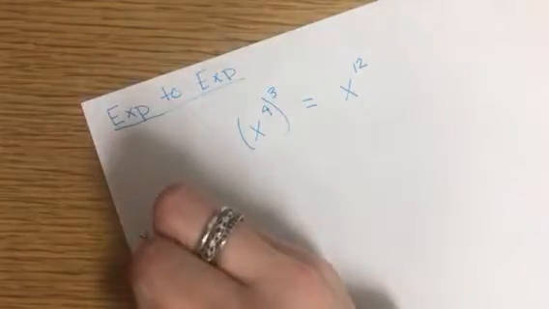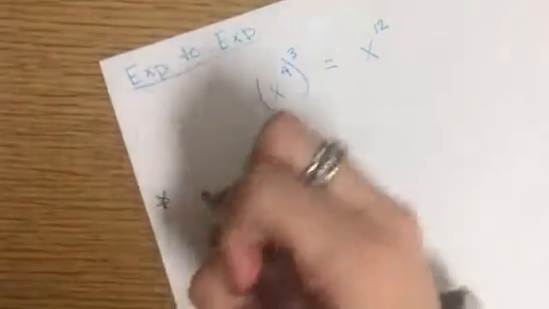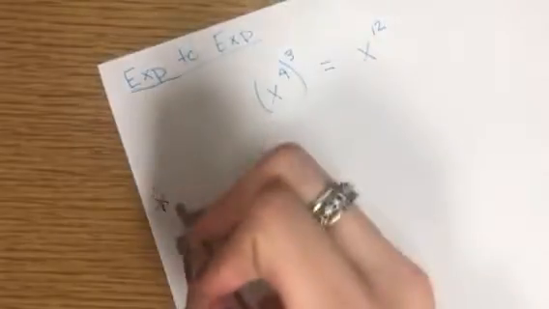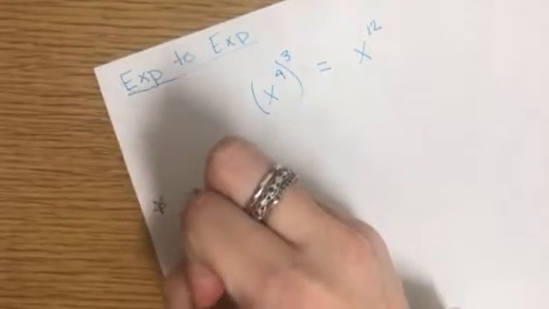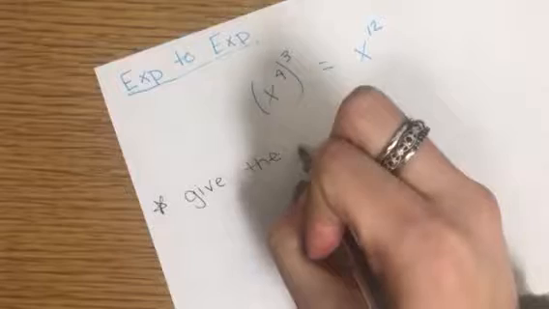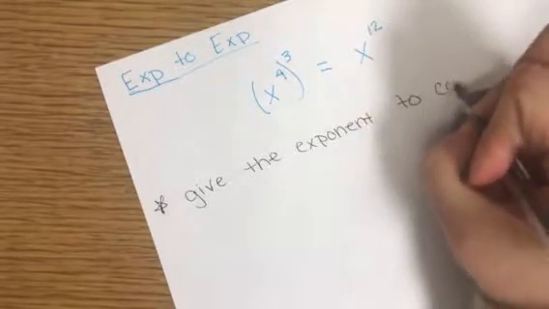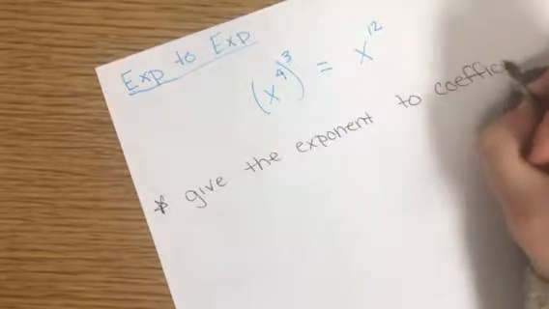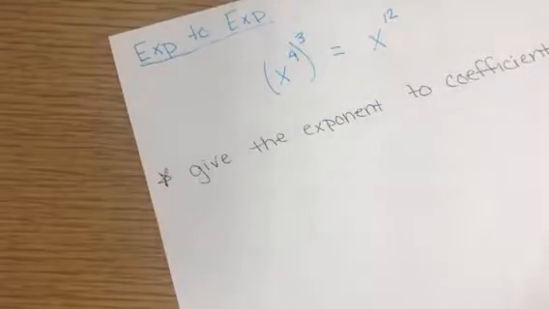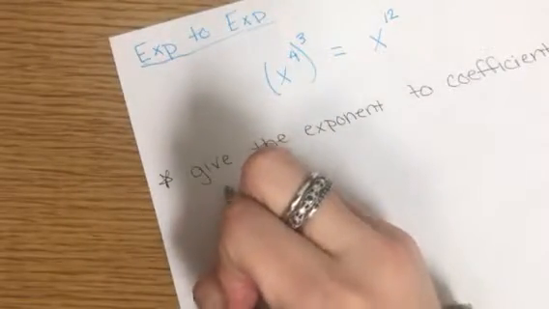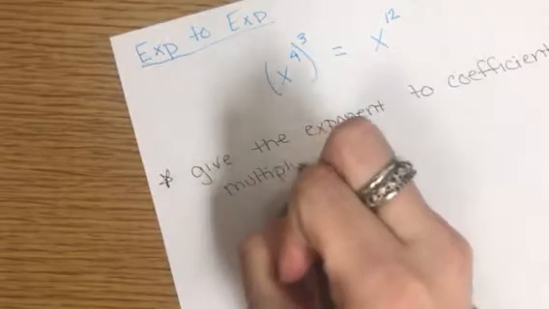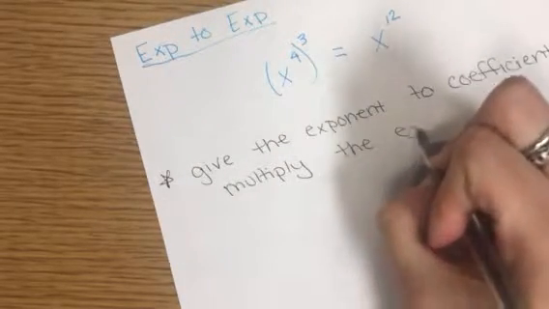Now again, just like in addition and subtraction, if there's a coefficient in front, we are going to give the exponent to the coefficient, and we'll calculate that just like we do any exponent. If you're using a calculator, you'd use your up caret button. We'll calculate that just like we would any exponent, and then we're going to multiply the exponents.